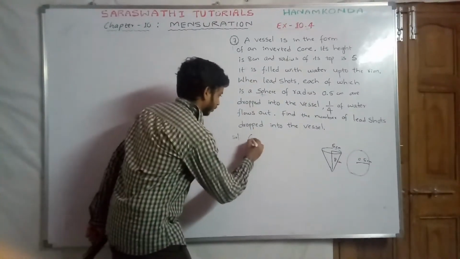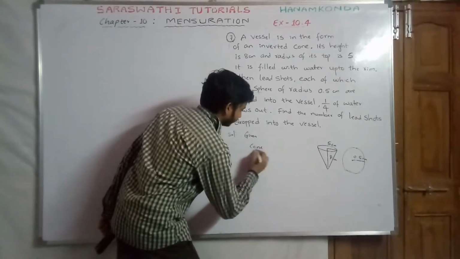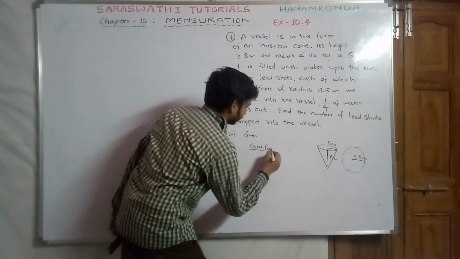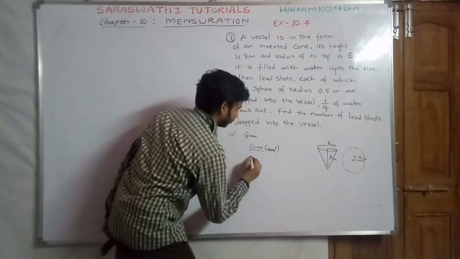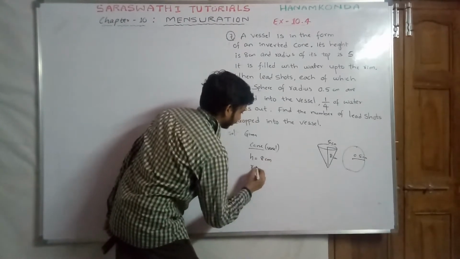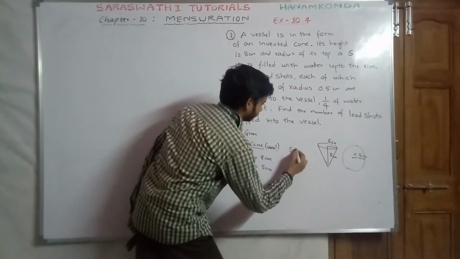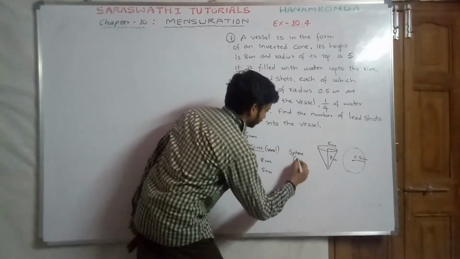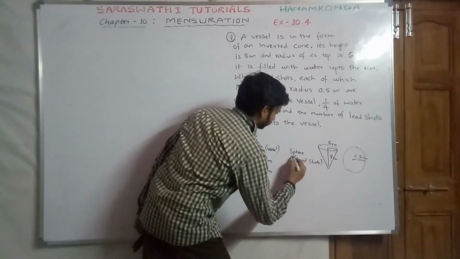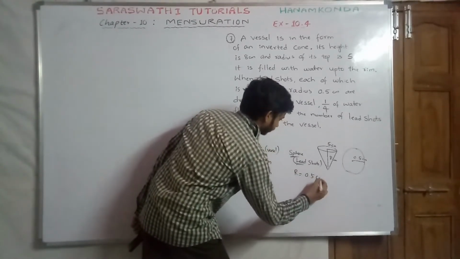So first, write the given data. Given dimensions of the cone, that means the vessel, which is in the shape of a cone: height h equals 8 centimeters, and radius r equals 5 centimeters. Next, the sphere, that means the lead shots. Sphere dimensions: capital R, radius equals 0.5 centimeters.